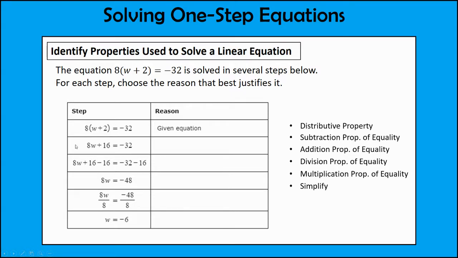Okay. What changed from step one to step two? Well, you took your 8 and distributed it through. So the distributive property was used from step one to step two. Okay. From step two to step three, what are we doing?